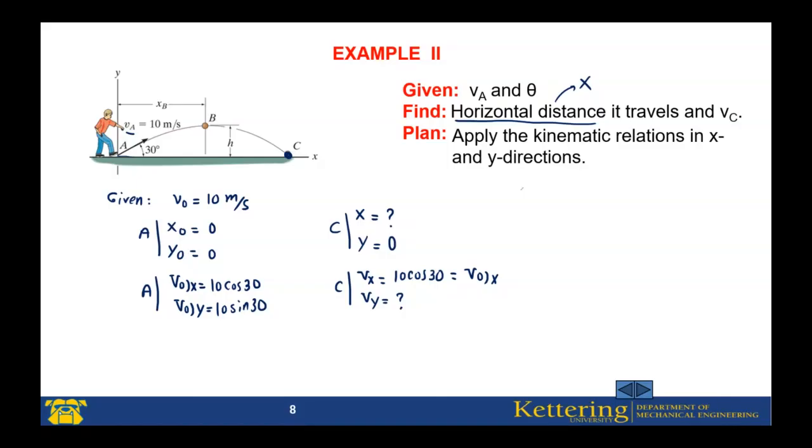Now, these are the given ones. What I'm looking for is to find x and the velocity at C. The velocity at C will be the magnitude, the square root of Vx squared plus Vy squared. I'm looking for these two. Got it?